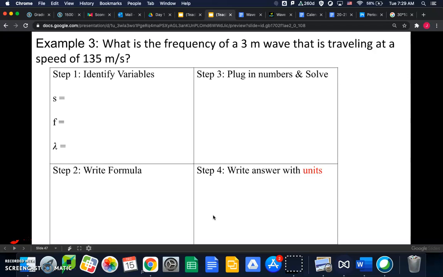Okay, what is the frequency? This is the final example. What is the frequency of a 3-meter wave that is traveling at 135 meters per second? Sorry about that. I noticed a little error that I had to fix before I went over this example. So the speed is going to be the first thing that we're looking for here. The speed is 135 meters per second.